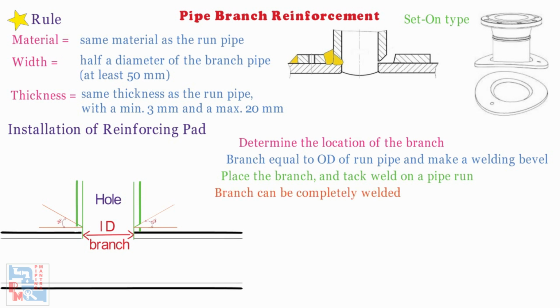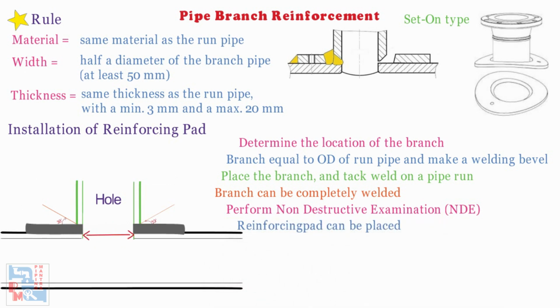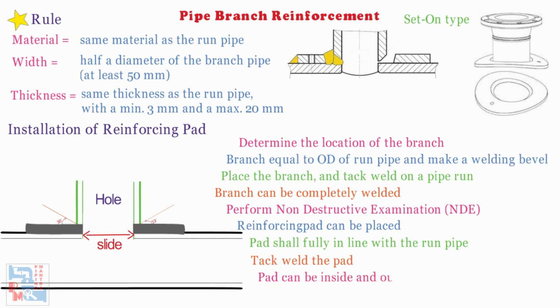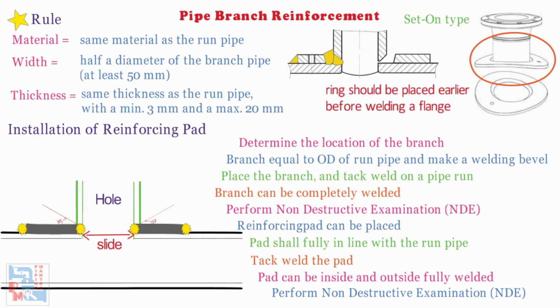If the weld is ready, non-destructive examination must be done depending on the requirements. Then the reinforcing pad can be placed by sliding it over the branch. The pad must be positioned so that around the branch there is overall the same open space and that the pad is fully in line with the run pipe. Tack weld the pad in a sufficient number of places and after that the pad can be welded fully from inside and outside. Depending on the prescribed quality requirements, NDE must be done again. One important point to note: if a flange is welded at the branch connection, you must obviously make sure that the ring is placed earlier.